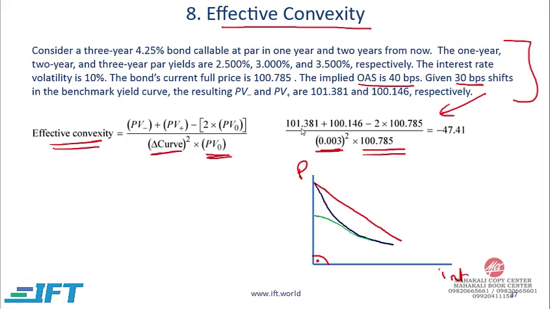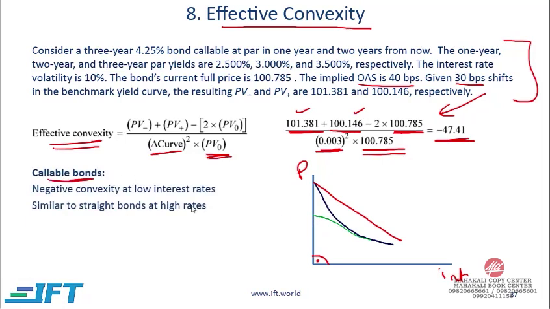So notice when interest rates go down, the price is a little bit higher compared to when interest rates are increased. In a sense, what we are looking at here is numbers for a callable bond, and this green curve represents a callable bond. So we can calculate PV minus plus PV plus minus 2 times PV naught, which is the same number, and we come up with a convexity number that is negative. This is clearly the convexity of a callable bond.